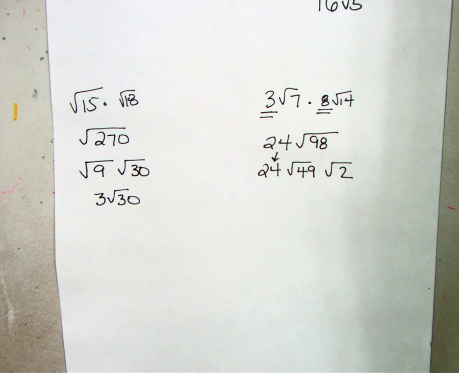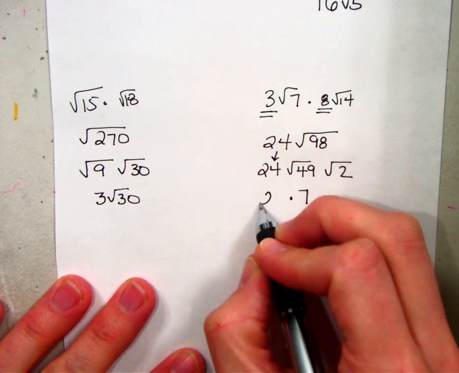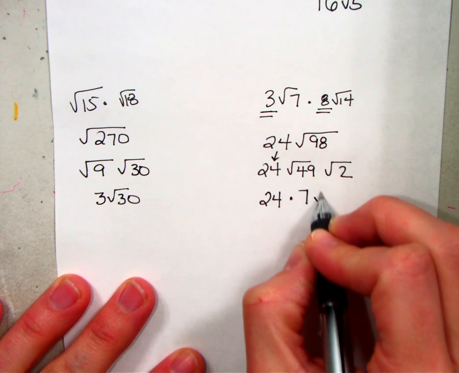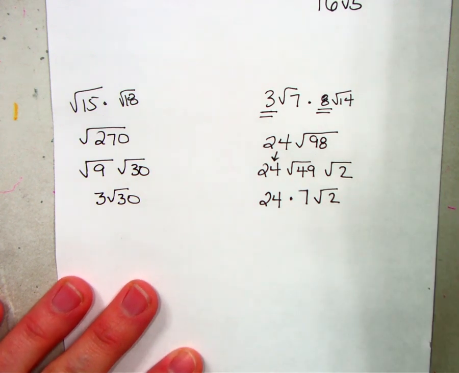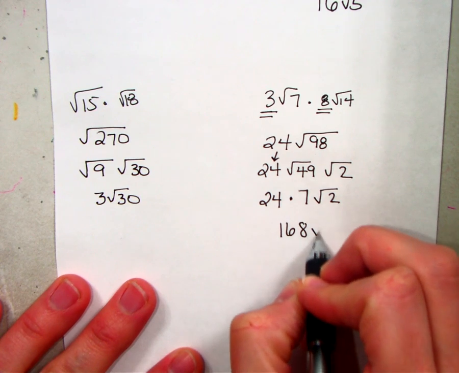So the square root of 49 is 7. This is going to be a big one. We got 7 here. We'll multiply that times the 24. That's 168, and then root 2.